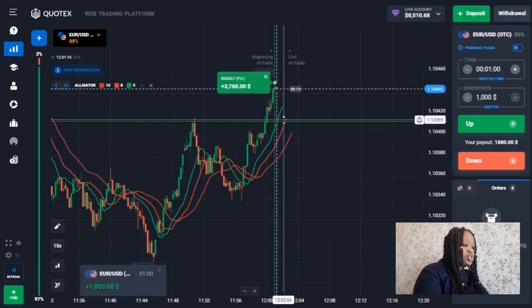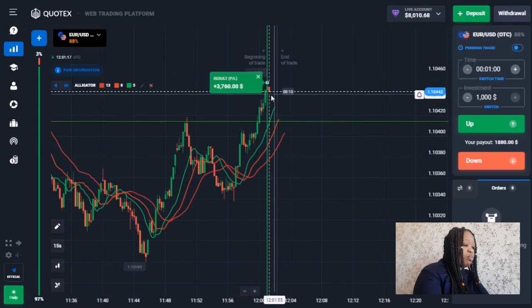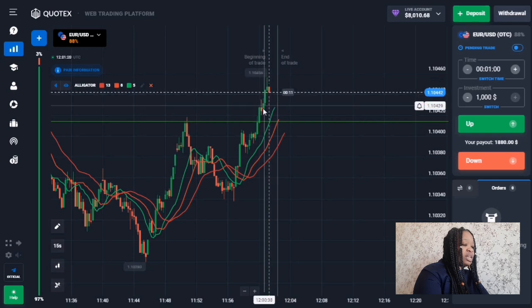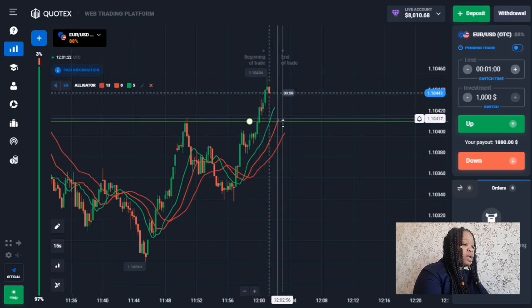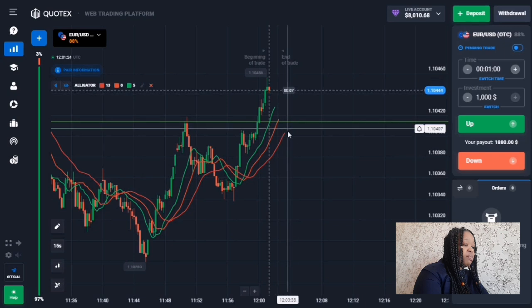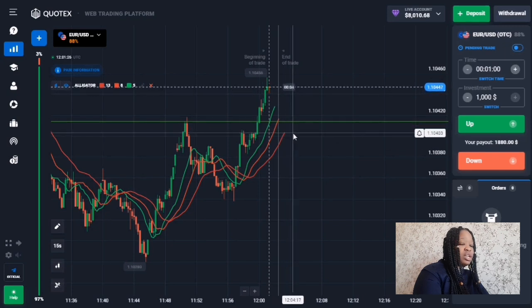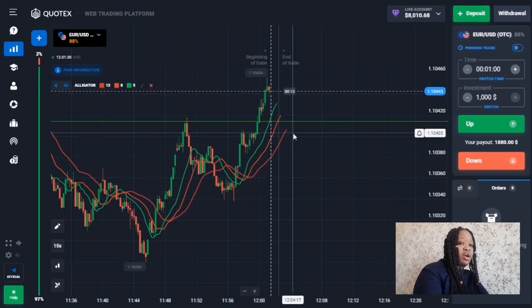Well, looking at this trade, the price trended upwards and there was the breakout of the level. It has brought me my profit, and now my balance is $8,000, and the indicator really helped me show me a good entry point. So I think I'll stop trading here for today.